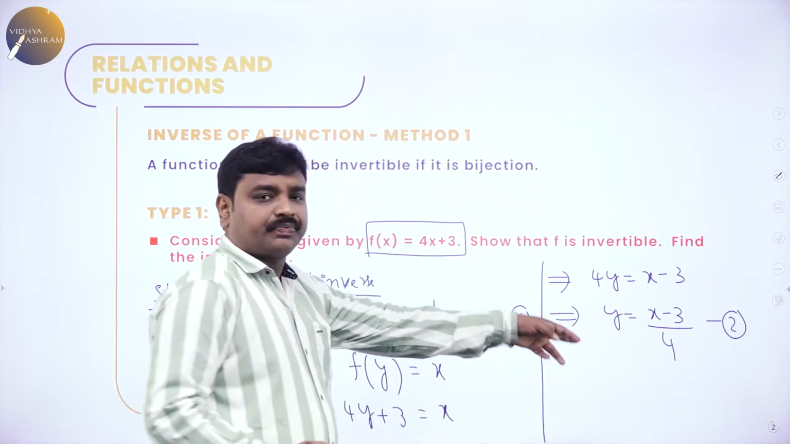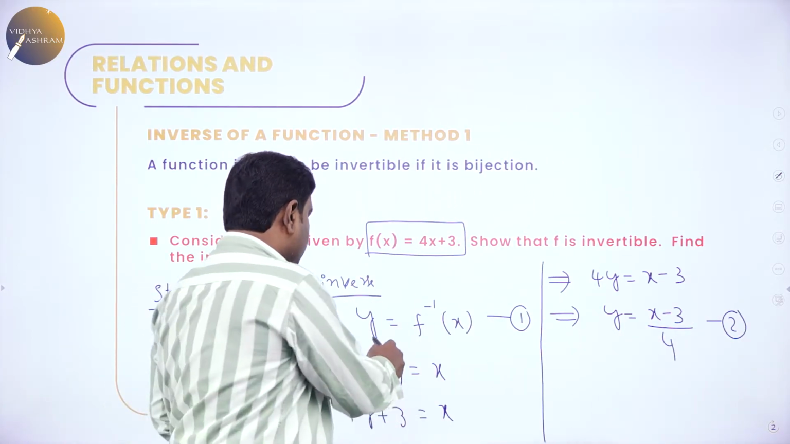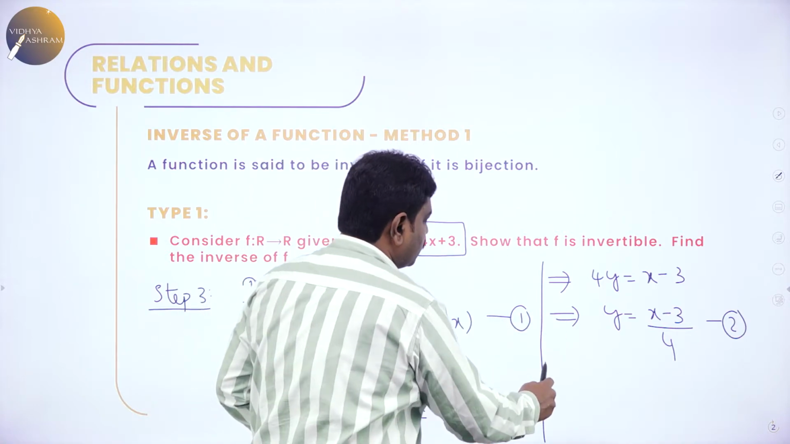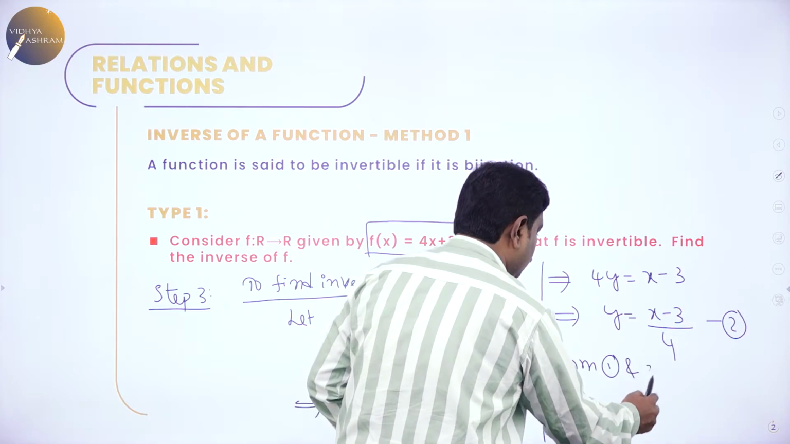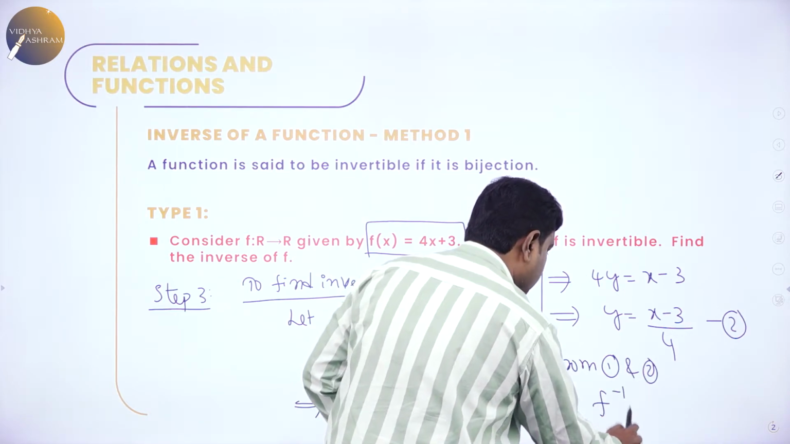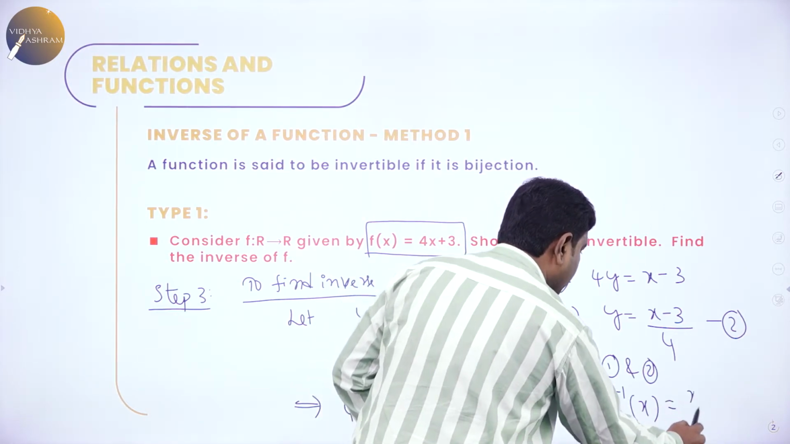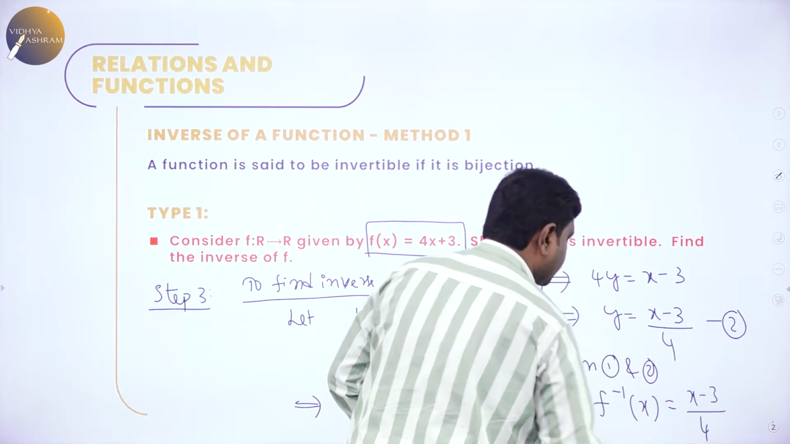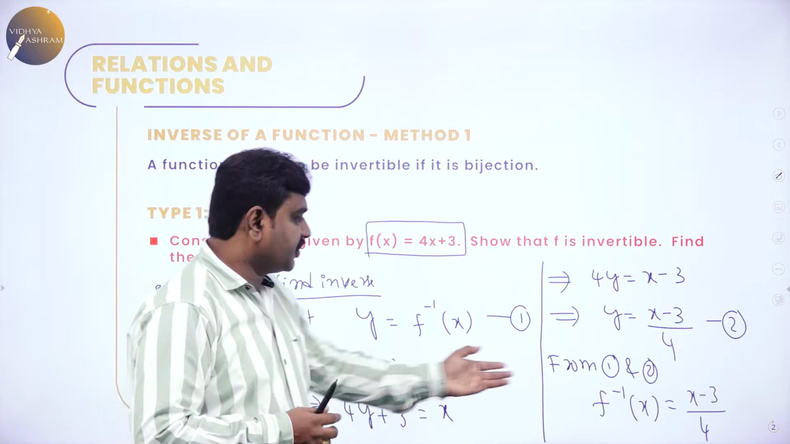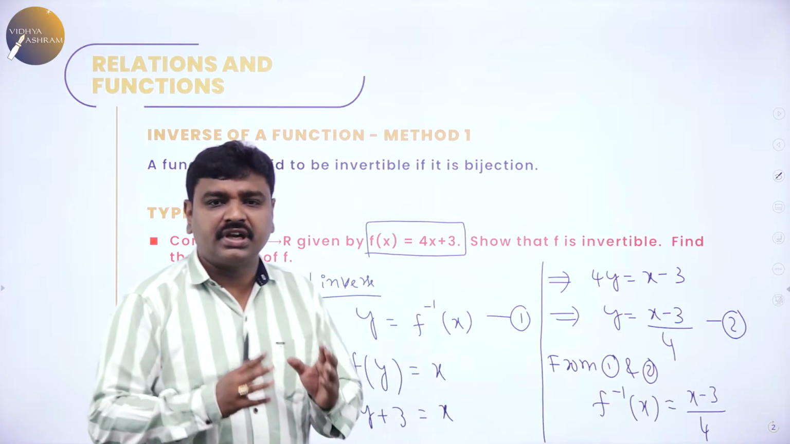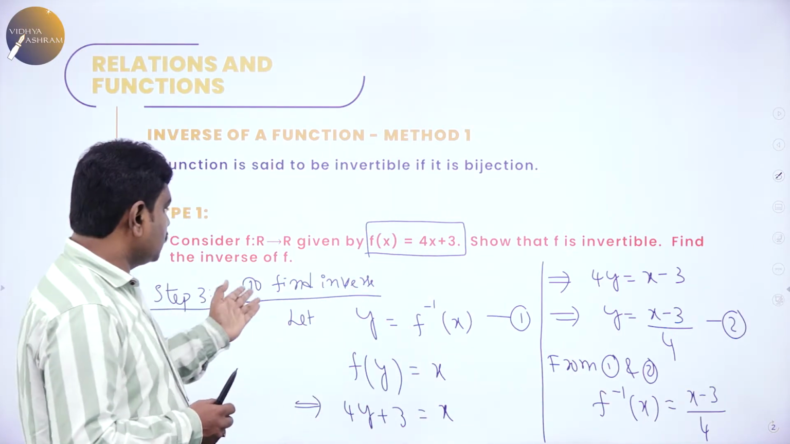From equation 1 and equation 2, LHS is same. This is also y, this is also y. So from 1 and 2, we got the value of f inverse x. I can conclude f inverse of x is equal to x minus 3 divided by 4. So what is the conclusion? f inverse x equal to x minus 3 by 4. Any doubts?